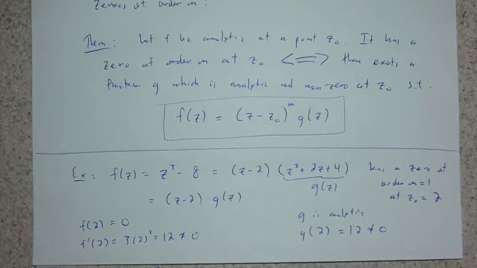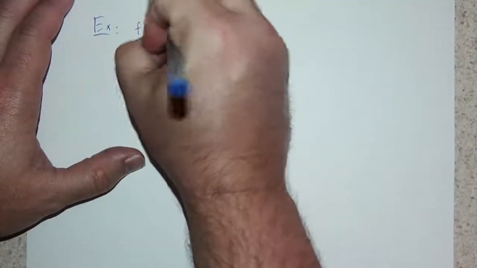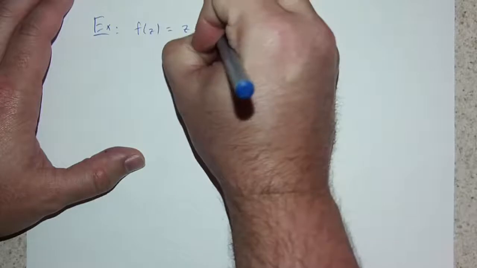All right. Let's do another quick example. So what if f of z is z times e to the z minus 1?